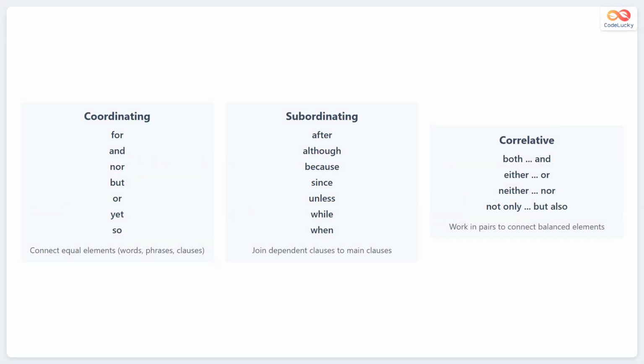There are three main types of conjunctions. Coordinating conjunctions connect equal elements like for, and, nor, but, or, yet, so. Subordinating conjunctions join dependent clauses to main clauses, like after, although, because, since, unless, while, when. Correlative conjunctions work in pairs, like both and, either or, neither nor, not only but also.